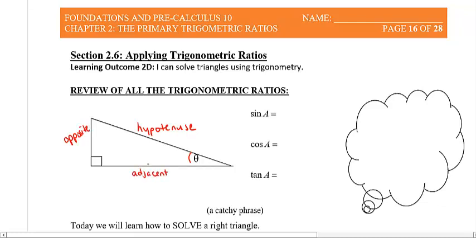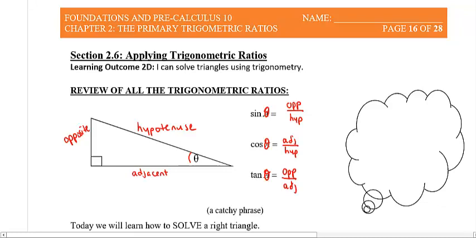Do you remember those trig ratios? Sine of angle A. So I guess in this case I changed it to theta, because that's what I used here. Sine of theta would be the opposite divided by the hypotenuse. Cosine is the adjacent over hypotenuse. And tangent is opposite over adjacent.